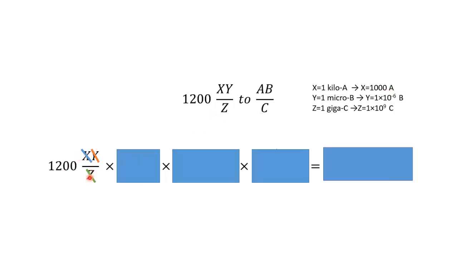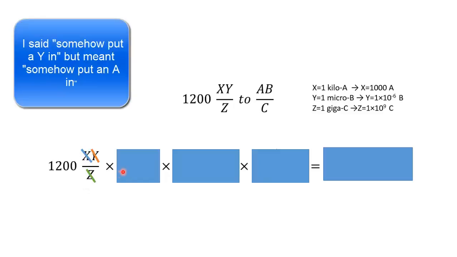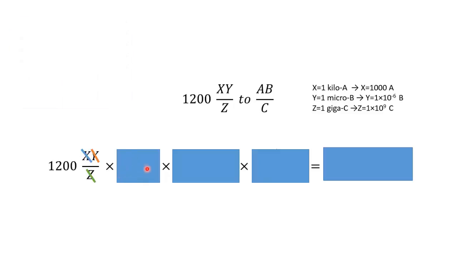So xy over z, what we want to do is get rid of x and somehow put a y in. So in this first multiplication, we want to make sure the x is on the bottom and the A is on the top. And since we know that x is 1000A, we multiply 1000A over x. So we can get rid of the x and introduce a y. We're essentially multiplying by 1 here. See, 1000A we can make it x, and x over x is 1.